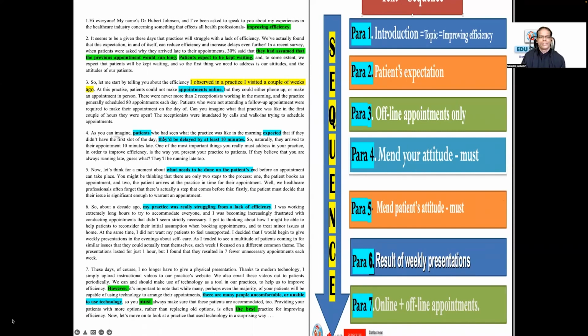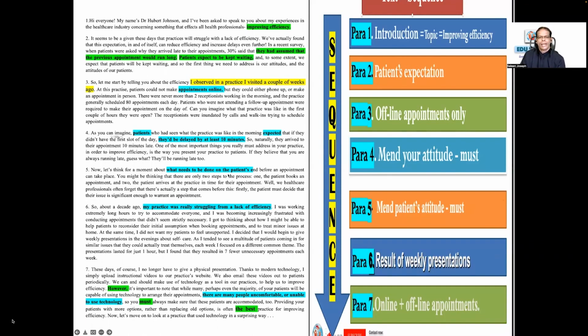As you can imagine, patients who had seen what the practice was like in the morning expected that if they didn't have the first slot of the day, they would be delayed by at least 10 minutes. So their attitude is, we have to go late. We can go late because we will be made to wait there. Okay. So what you have to do? You have to mend your ways. I'll explain that later. And mend patient's attitude.